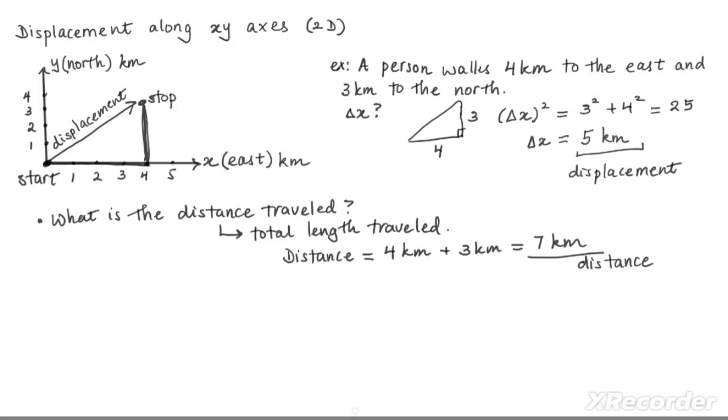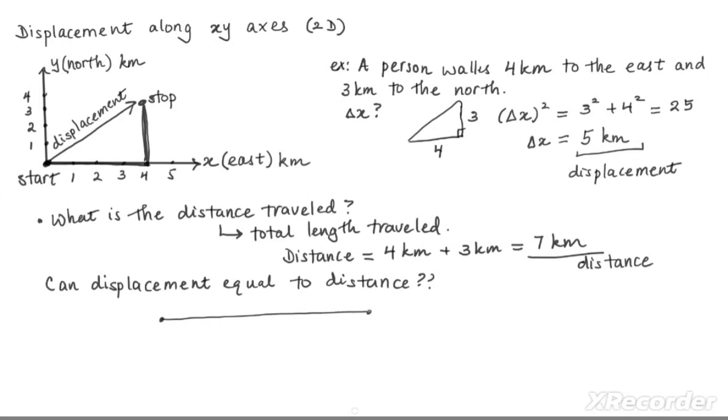So the question is, can displacement equal distance? If you think about two different positions on a straight line, let's say you have x and y, and somebody walks from x to y directly, and let's say this is 6 kilometers.